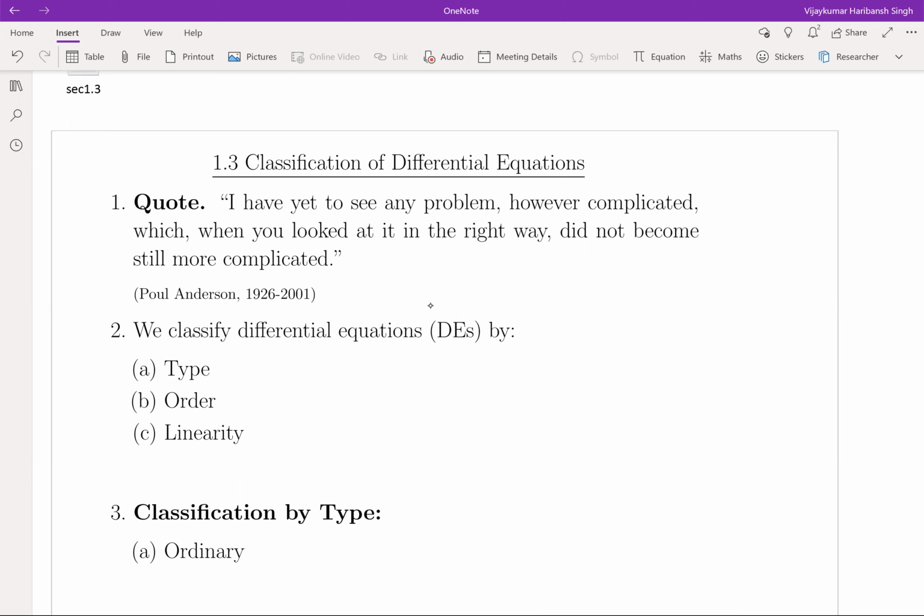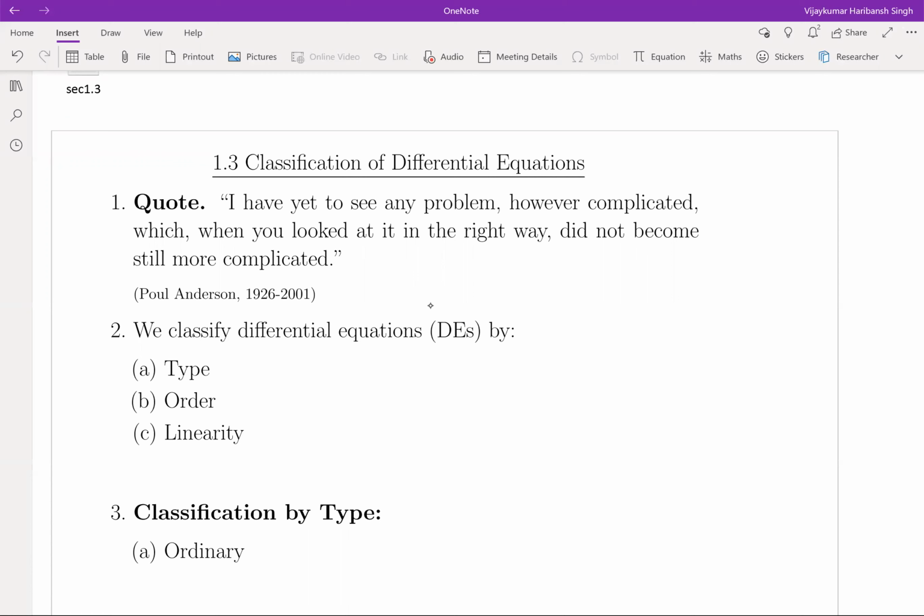I have yet to see any problem, however complicated, which when looked at in the right way, did not become still more complicated. So the idea is you have to look at the problem from the right perspective, and then you're able to solve it. Similar thing goes for differential equations as well.